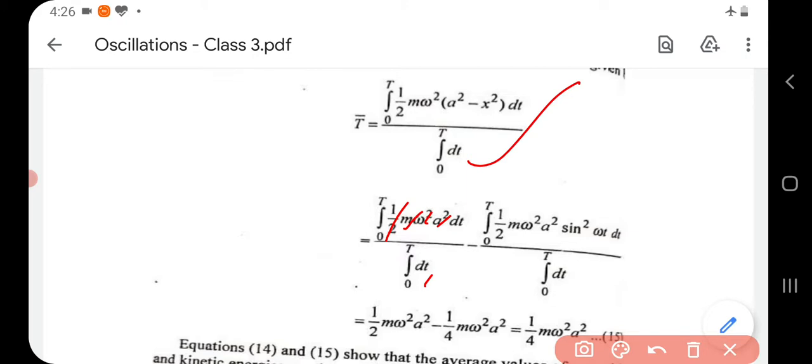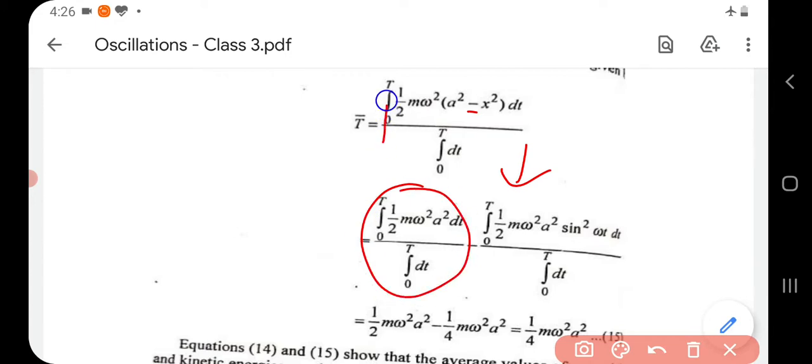Here you are just splitting this integral into two parts, because here you have a minus sign. So you just split this integral. That is the first term as integral 0 to T half m omega square a square dt by integral 0 to T dt. Then integral 0 to T half m omega square x square dt by integral 0 to T dt.